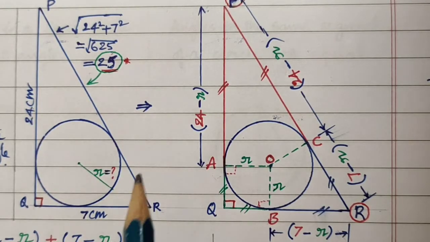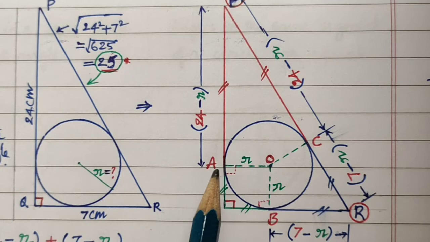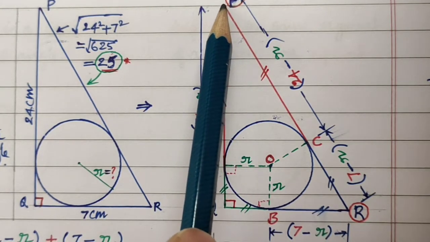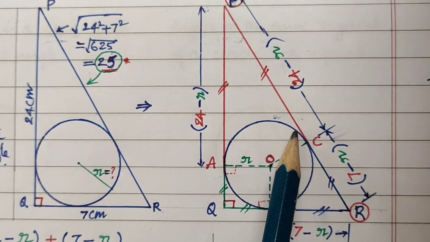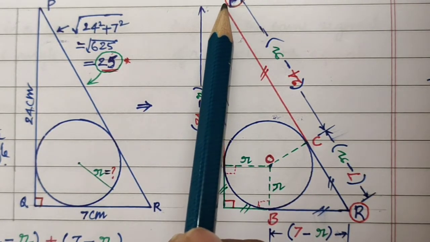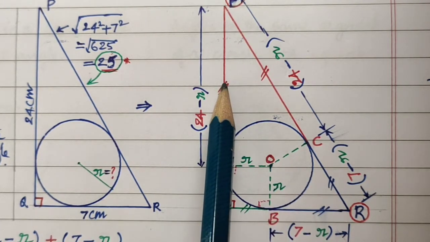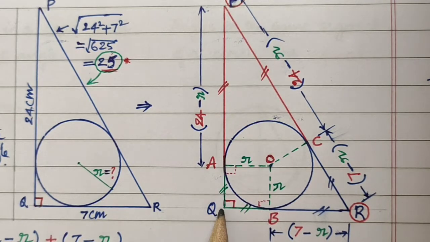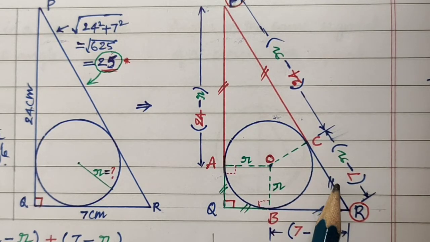So I am redrawing the picture here to make it easier for you to understand. We know that the tangents drawn from a point to a circle are equal. Because this is an inscribed circle, it touches all the sides of the triangle. From point P, these two are tangents to the circle. Therefore, this tangent is equal to this tangent. Taking Q as a single point, these two are tangents to the circle, therefore this is equal to this. And from point R, this side is equal to this side because these are the two tangents drawn to the circle.